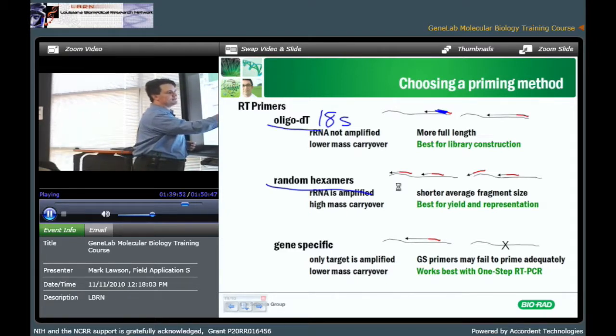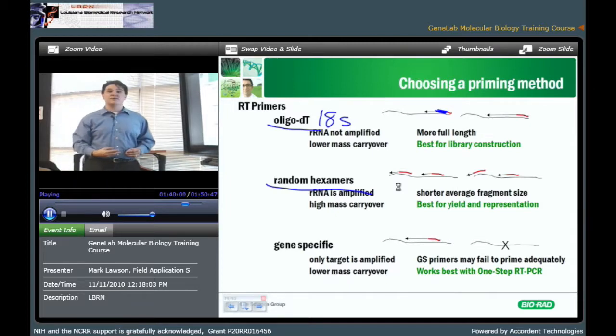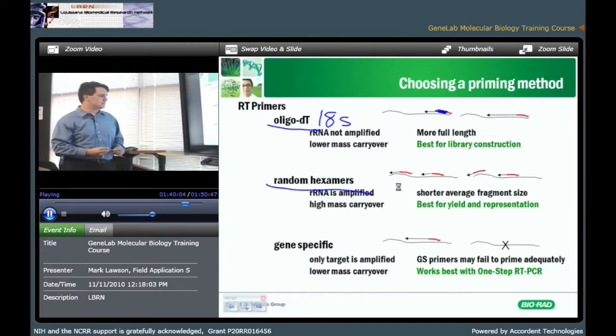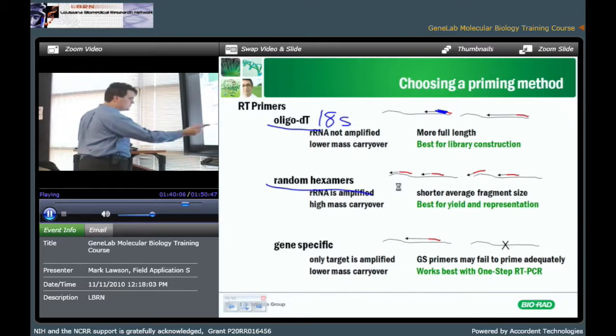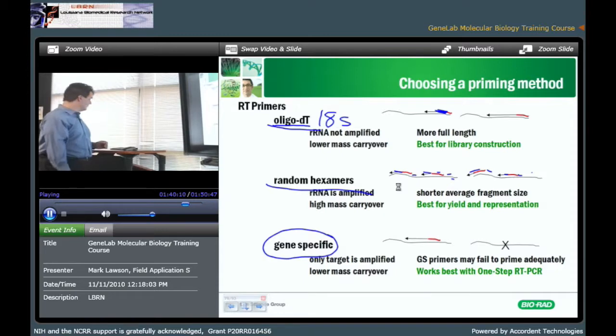Random hexamers give you lots of little pieces along your transcript. And that's okay for us because we're producing very, very small products. It would not be appropriate if we were constructing a cDNA library, but it's very appropriate for real-time PCR. And then, of course, gene-specific means that you produce something in sort of a one-shot deal.